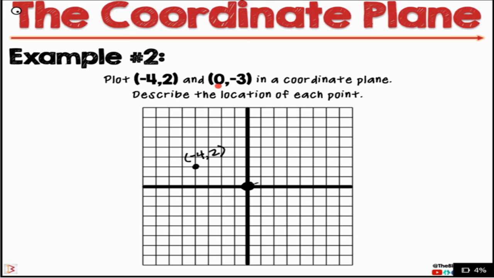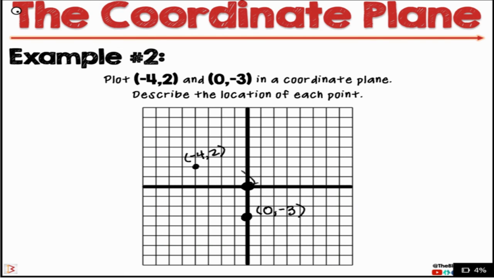Now let's do 0, -3. On the x-axis, we're not going to move anywhere because our x-coordinate is 0, but our y-coordinate is -3. So we are going to move down 3 units on the y-axis. 1, 2, 3. And there you have it. That is 0, -3.